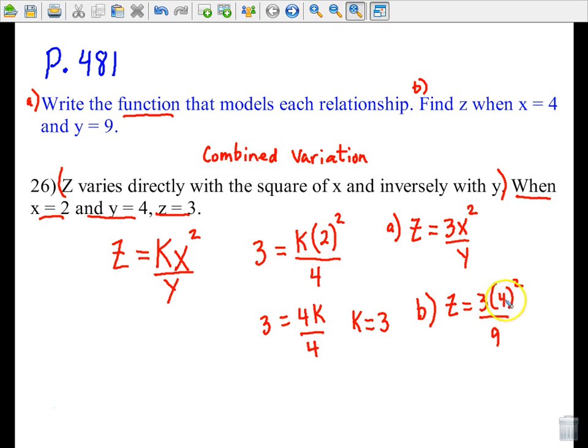Be careful here. Remember order of operations: you need to do the power first before you multiply. So 4 squared is 16, and 16 times 3 is 48 ninths. It's okay to leave this as improper, but we need to reduce it. 3 goes into both of these numbers. 3 divides into 48 16 times, and 3 into 9, of course, is 3. So that's our answer part B. Make sure you show these as two different answers. We found the function, z equals 3x squared over y, and then we evaluated the function for values of 4 for x and 9 for y.